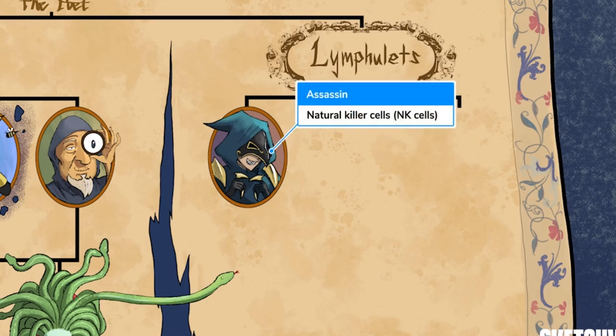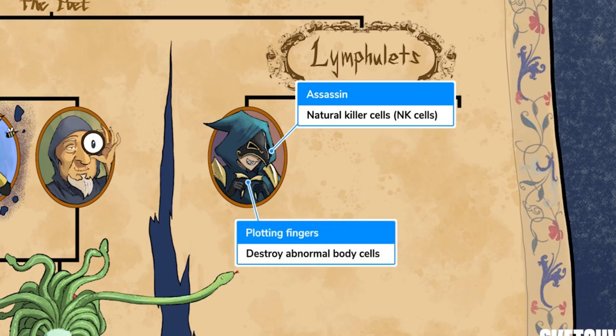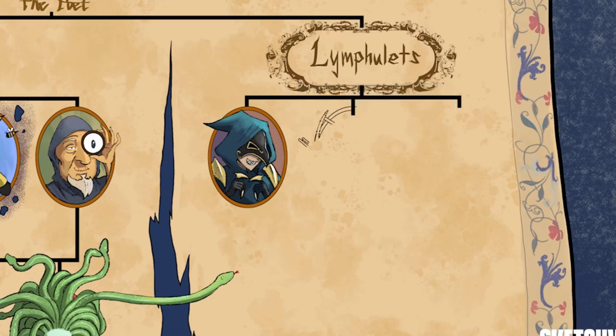This not-so-friendly neighborhood assassin represents natural killer cells, or NK cells. So I think whoever named these cells should be put in charge of naming everything in medicine, because for once, they do exactly what their name suggests. They induce apoptosis, or cell death, of abnormal cells, like those infected by a virus. Because NK cells target abnormal cells in general, they're part of the innate immune system.